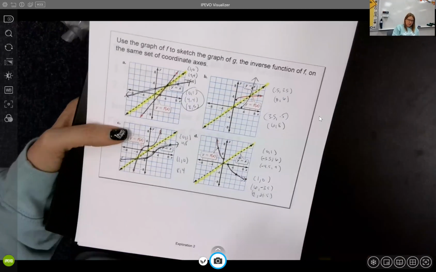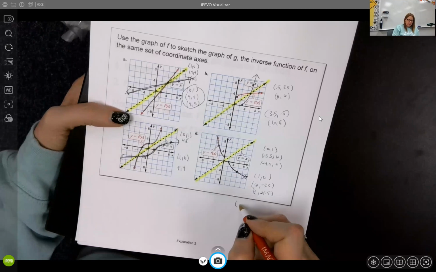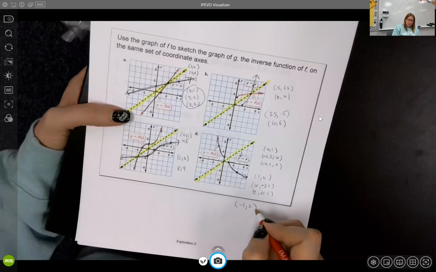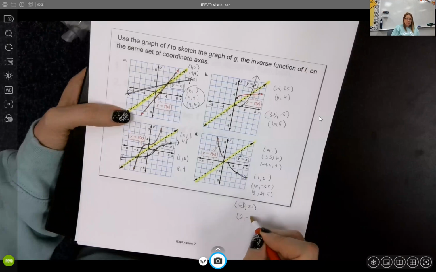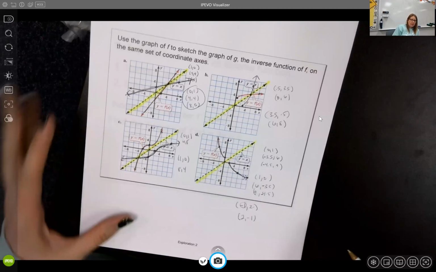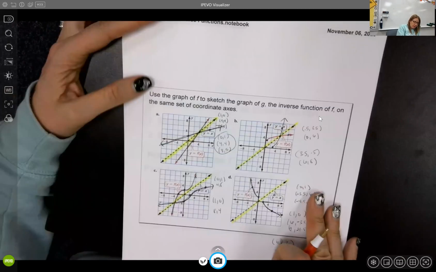One thing that I wanted to show you is if I have a point negative 1, 2, when I switch that, I don't change the negative. I'm just going to move this to the other side. So it's going to be 2 and negative 1.